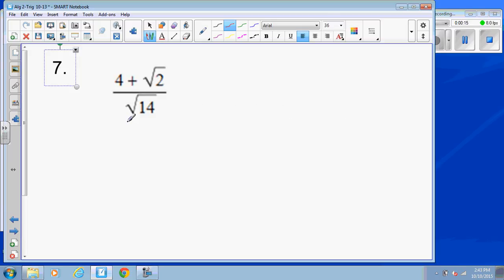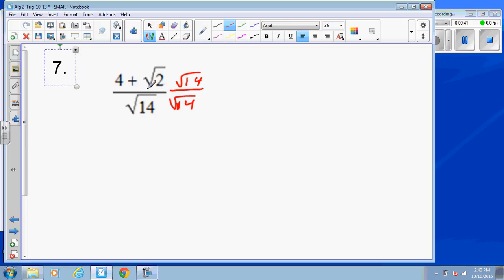This first one here, we have a square root in the bottom of a fraction. We can't have a square root in the bottom of a fraction because that's an irrational number. Right now, square root of 14. So what I do to get rid of the square root of 14 is multiply square root of 14 times the square root of 14. So that would just be 14, but I have to do the top and the bottom here.